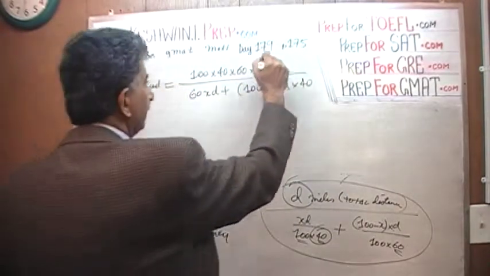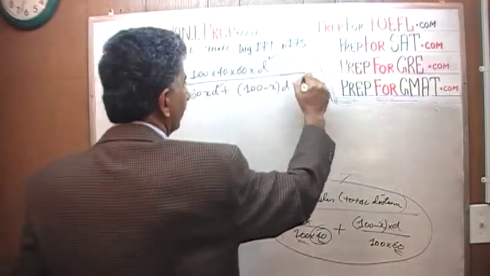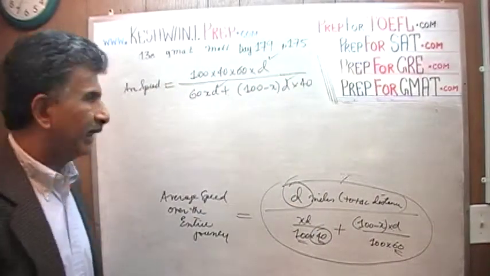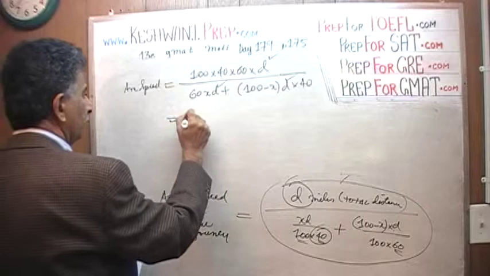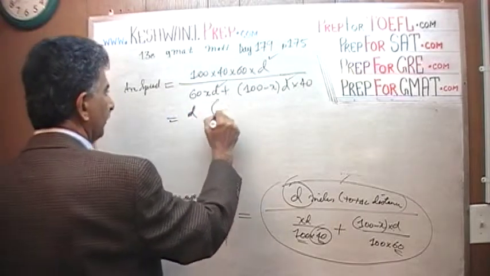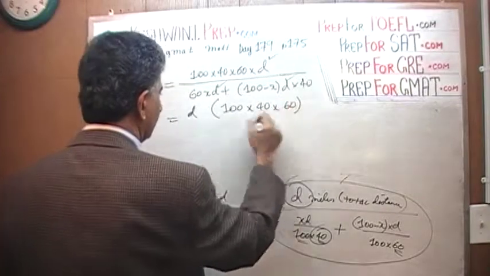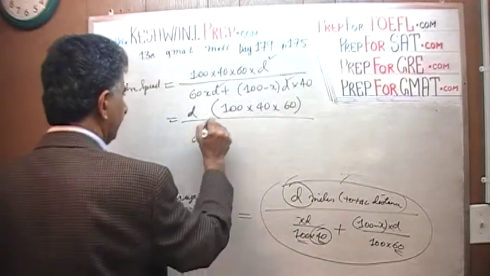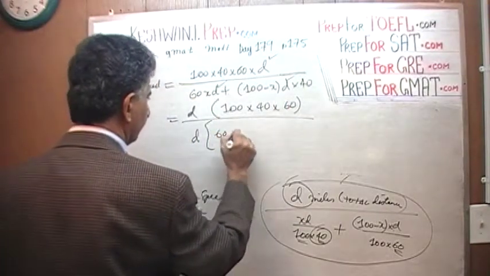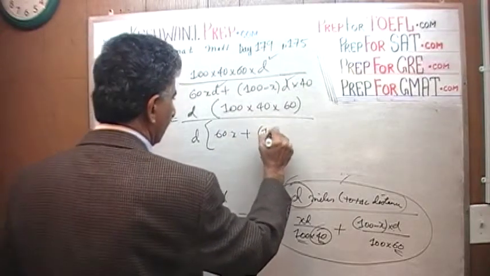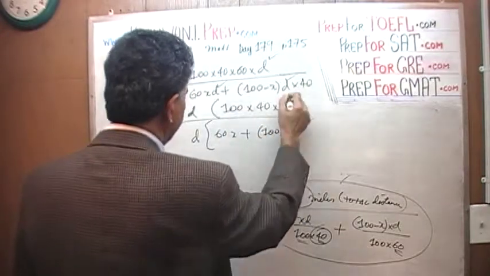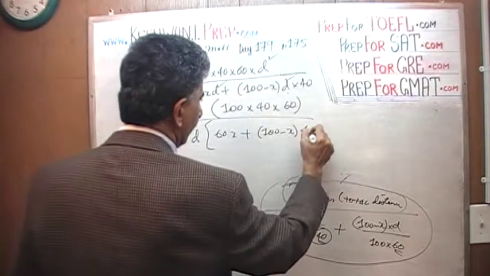I see a d here, I see a d here, I see a d here. Let's take out the d common. So if we take out the d common on the top, we'll end up with 100 times 40 times 60 over d times 60x plus 100 minus x, d is taken out common, times 40.